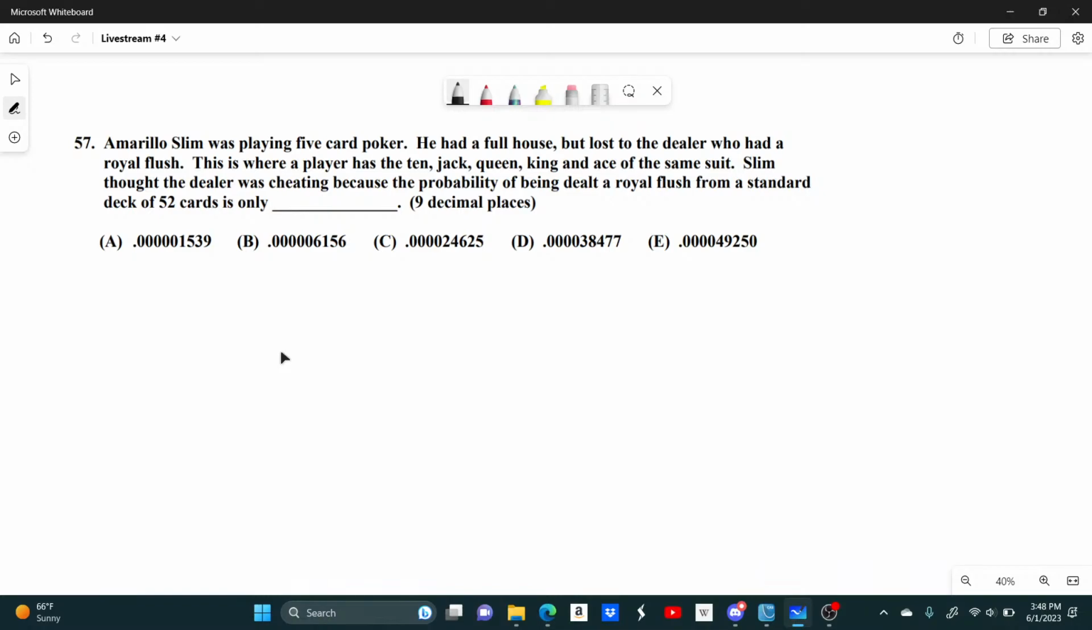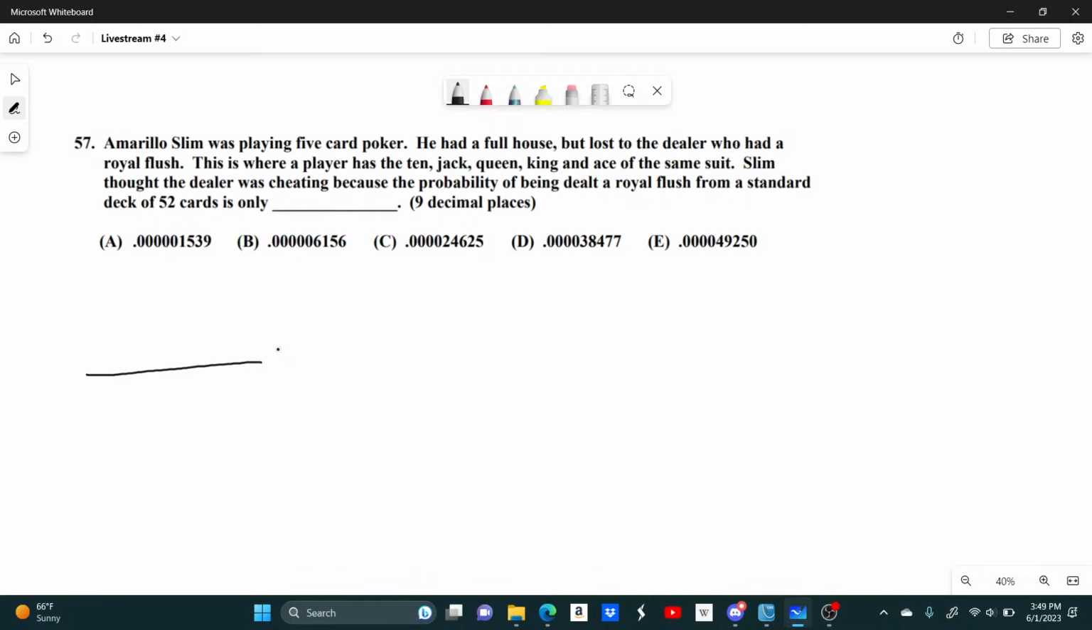52 cards is only what? To 9 decimal places. But you kind of just ignore the zeros at that point when there's so many. Okay, so probability, right? It's just the number of successes divided by the total number of outcomes. Well, how many different ways can you get a royal flush? If you get one for one suit, there's only one possibility, because like the hearts, right?